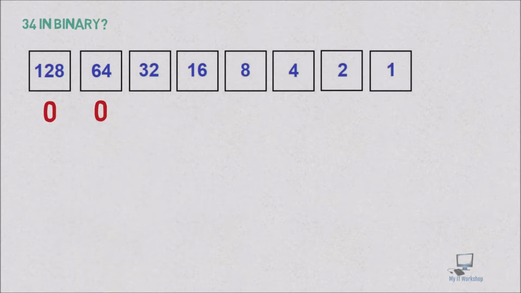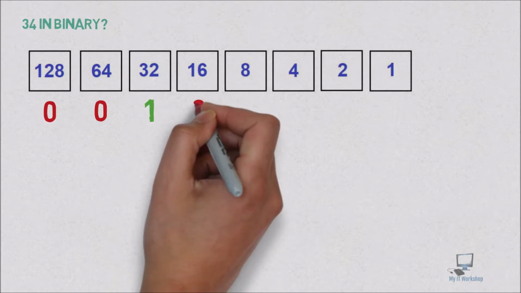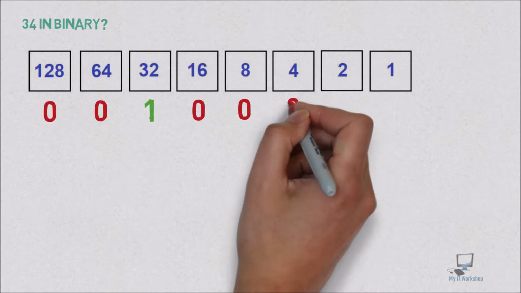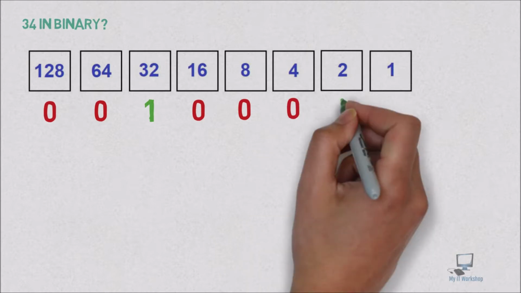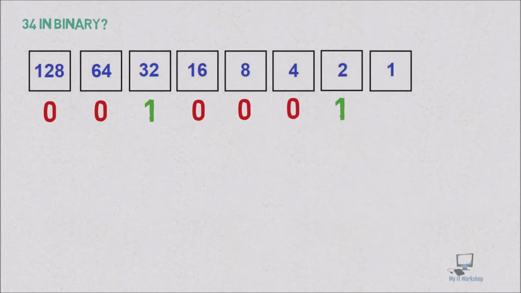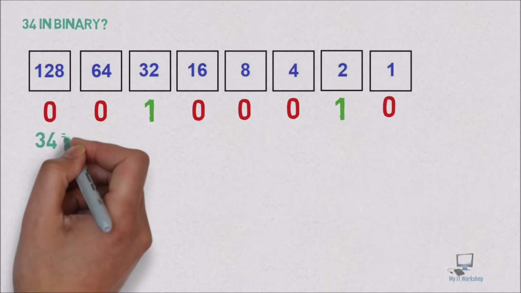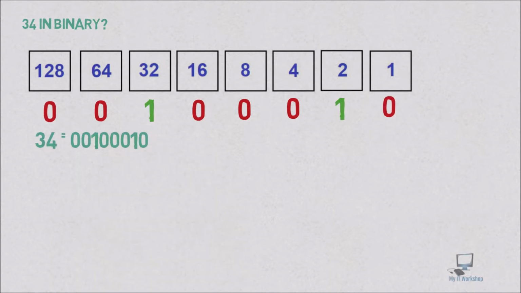32? Yes, because it's less than 34. What about 16? I don't need it. I just need two more numbers. What about 4? No. What about 2? Yes, I need 2 to form 34. What about 1? I don't really need the 1. So 34 in binary is going to be 0, 0, 1, 0, 0, 0, 1, 0.